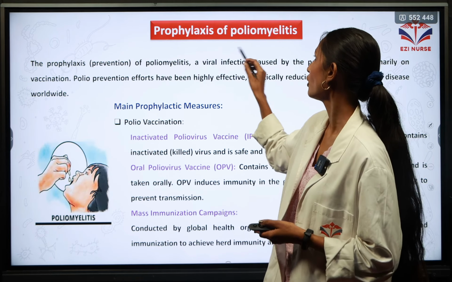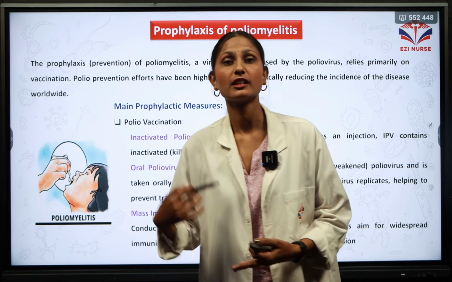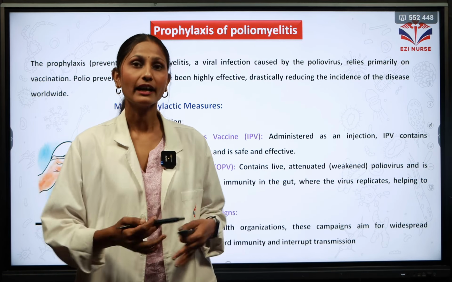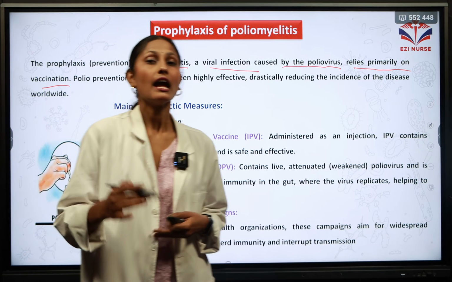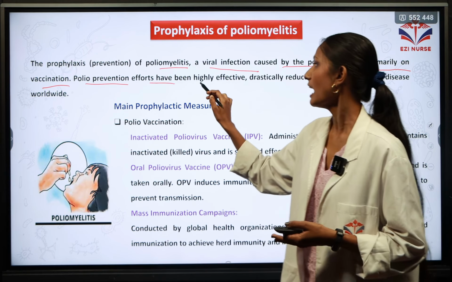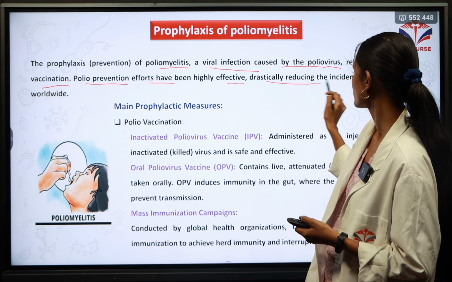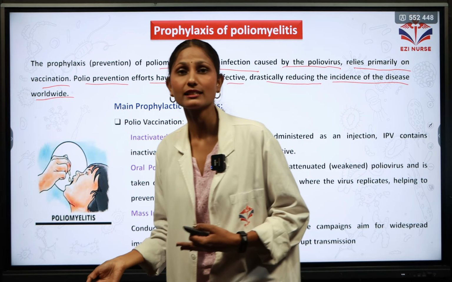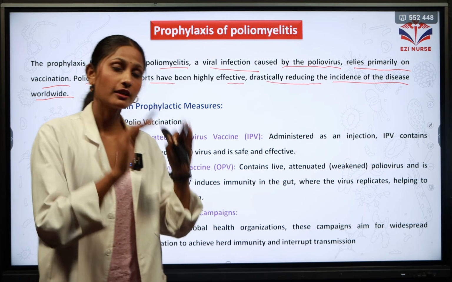Next one is the prophylaxis of poliomyelitis. Means we have to prevent the spreading of poliovirus. For that we take prophylaxis measures. The prophylaxis or prevention of poliomyelitis, a viral infection caused by the poliovirus, relies primarily on vaccination. We vaccinate the people of the community, and in that way we can prevent the spreading of poliovirus. Polio prevention efforts have been highly effective, drastically reducing the incidence of the disease worldwide. Because of the poliovirus vaccine, the spreading of poliovirus is reducing day by day.